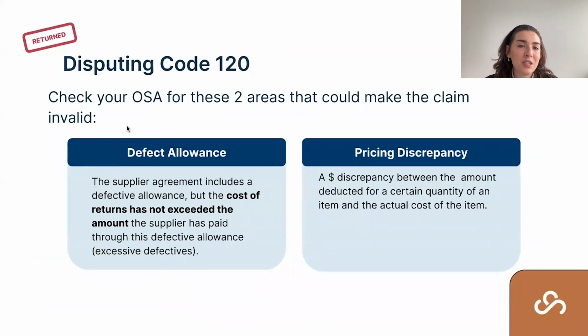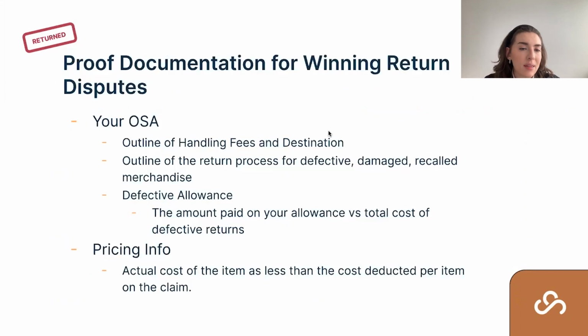And then disputing code 120, the two areas are pricing discrepancy, which we talked about when looking at codes 92, 93, and 94, and then defect allowance. That's just going back to knowing if your defect allowance is being attached to this type of return. And if not, you can claim that as invalid. All right. And then we've talked through the proof documentation, but it's really your OSA outlining your defect allowance, your handling fees, destination, the returns process that's outlined, and then pricing info.